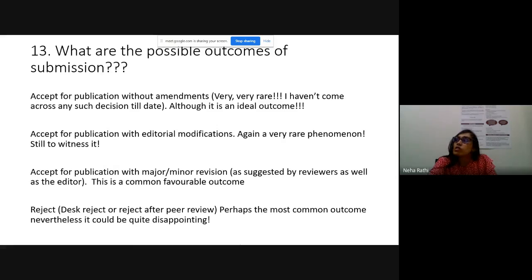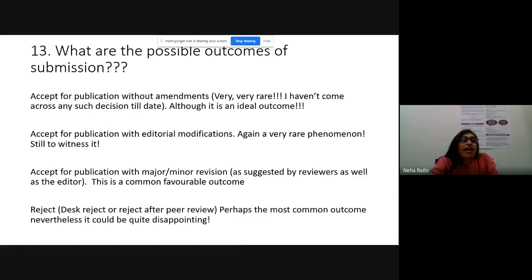What are the possible outcomes of submission? So, you have submitted, what happens? Of course, acceptance for publication without amendments is very, very rare. I haven't come across any such decision till date, although it's the ideal outcome that you have submitted and no changes are required. Acceptance with editorial modifications, where the editor gives you the changes, is again a very rare phenomenon. I'm still to witness it.